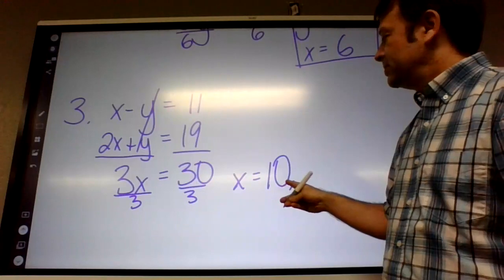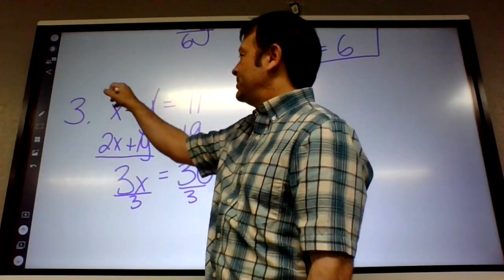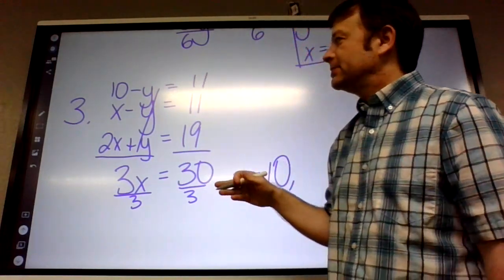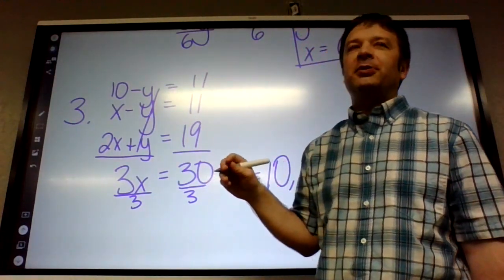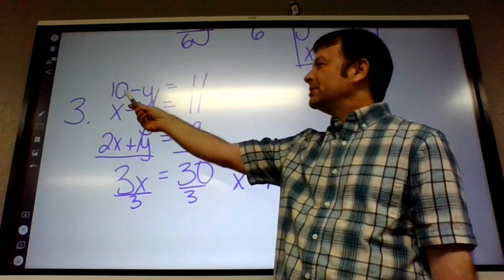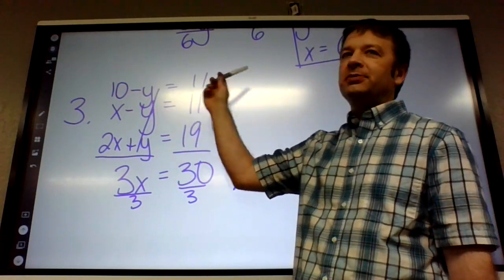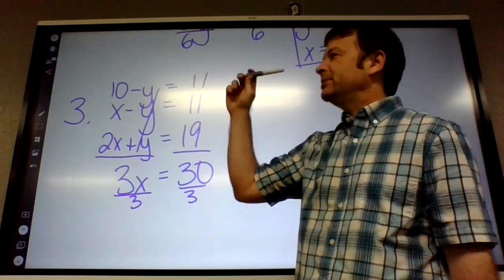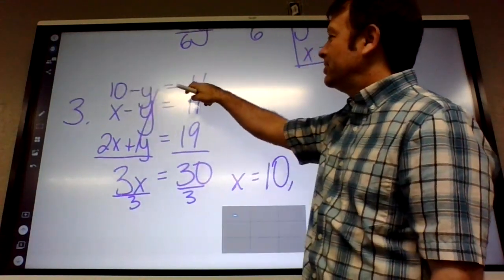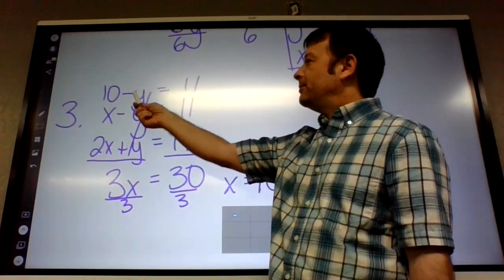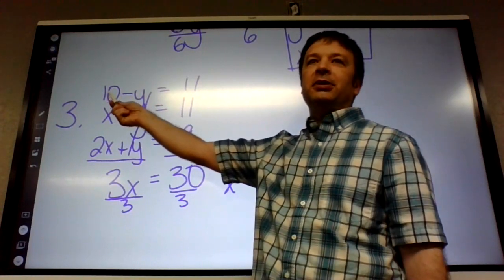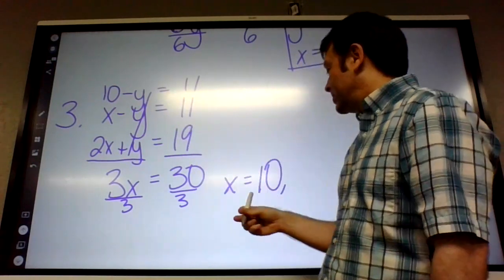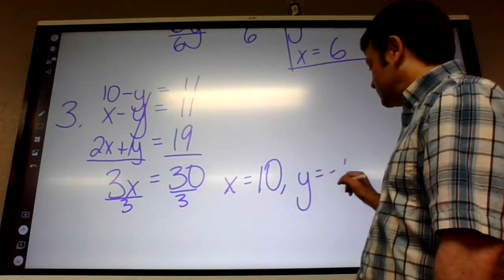x is 10. Do you guys know this one? 10 minus what equals 11? It's kind of a slightly tricky question. 10 minus what equals 11? Negative 1. If you're not sure, you can subtract the 10 and do a little bit of algebra. But yeah, it's negative 1.